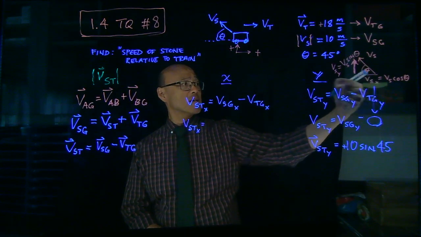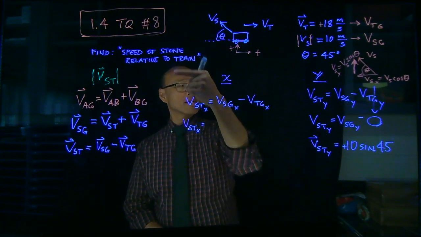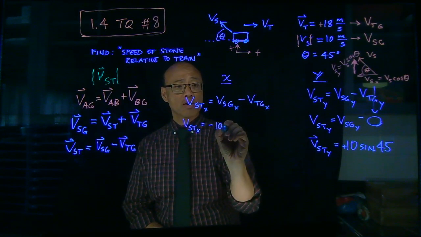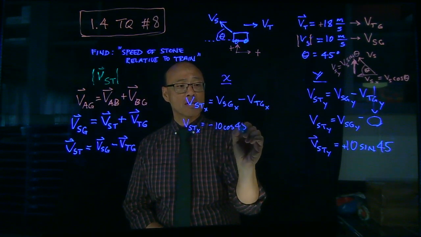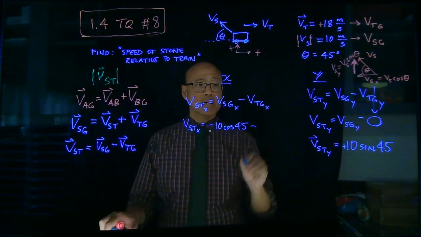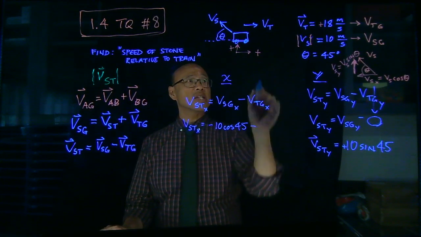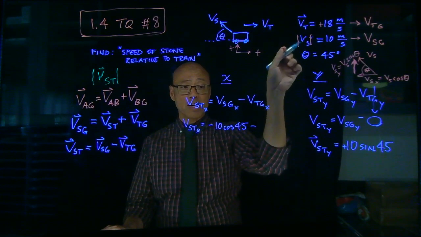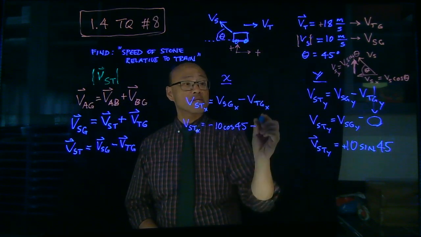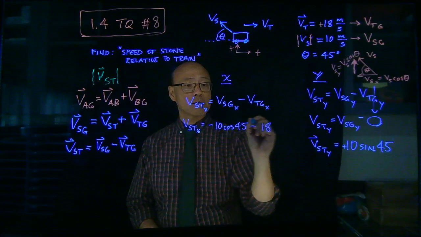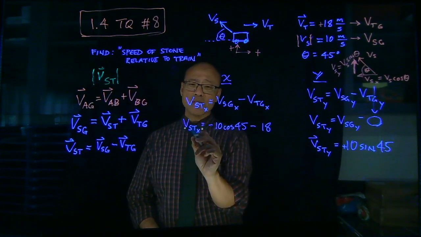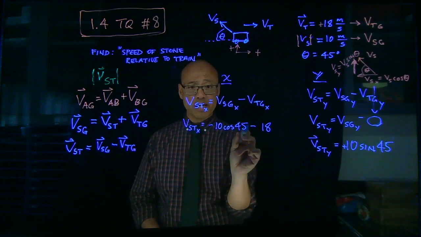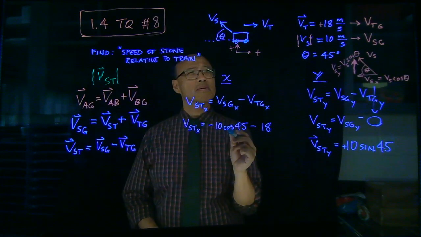Over here, what's VSTX? VSGX, that's this guy, but it's to the left. So that's going to be minus VS, which is 10 cosine 45, minus the velocity of TG in the x direction, which is just VT, because it's only going to the right anyway. So that's going to be minus 18, which says that the velocity of the stone relative to the train is negative. It's got to be negative. Does that make sense? Well, yeah.